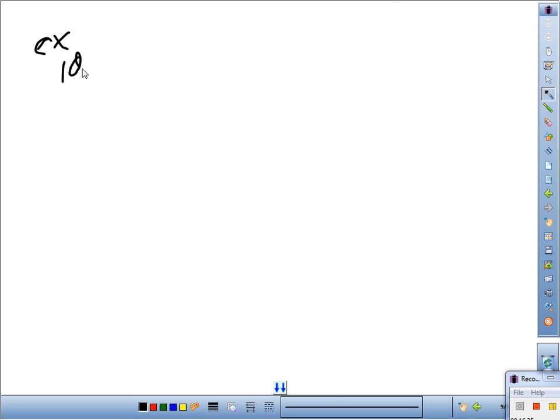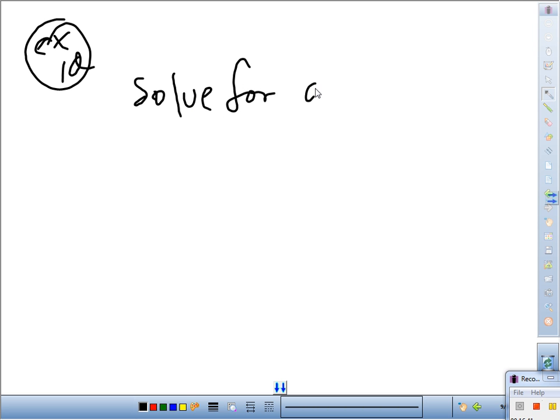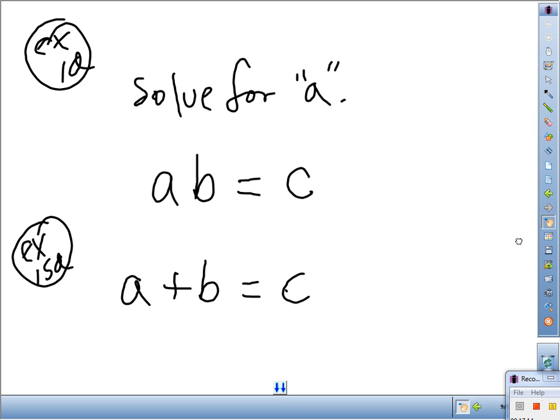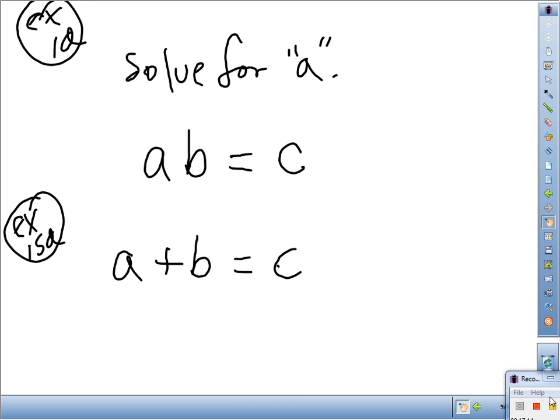Example 1Q. Let's do solve for A. And let's do A, B equals, give me a number. C. That's a number. We just still don't know the value. Bam. Example 1 super Q. A plus B equals C. Let's see how you do with those two. Go.